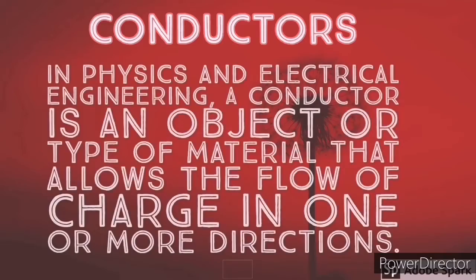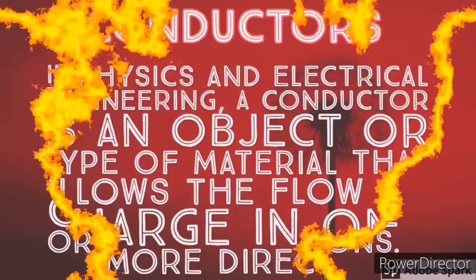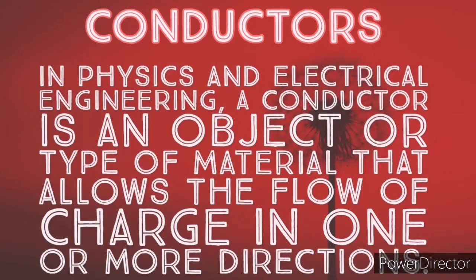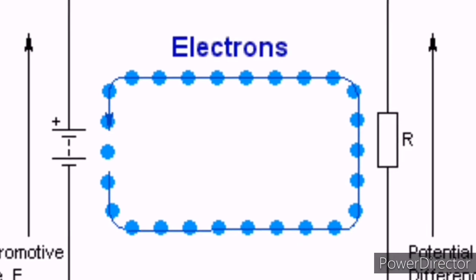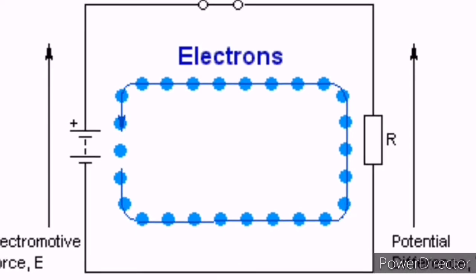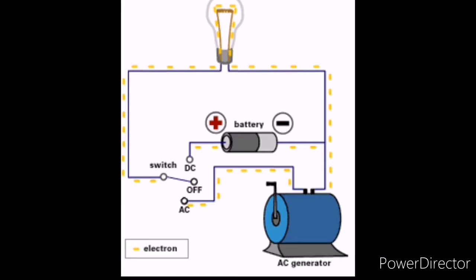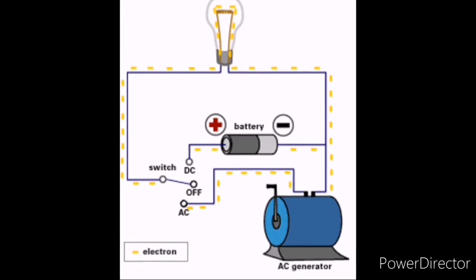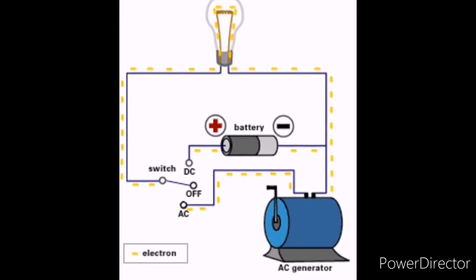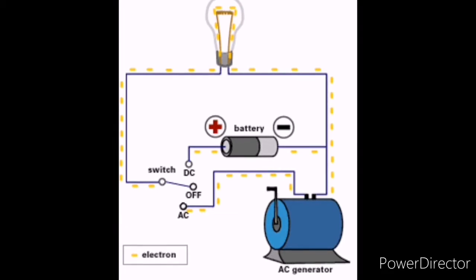In physics and electrical engineering, a conductor is an object or type of material that allows the flow of charge in one or more directions. Materials made up of metal are common electrical conductors. Electrical current is generated by the flow of negatively charged electrons and, in some cases, positive or negative ions. In order for current to flow, it is not necessary for one charged particle to travel from the machine producing the current to the one consuming it.